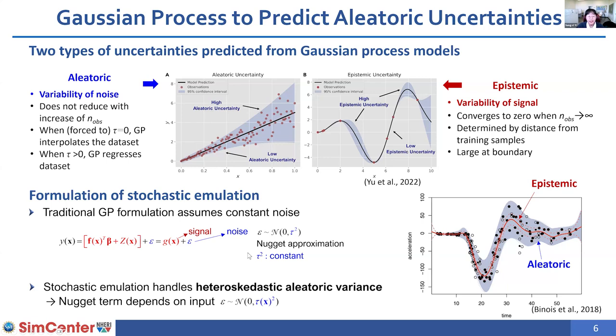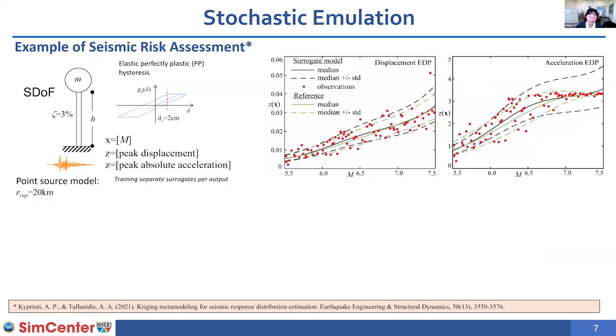Mathematically speaking, the only difference to the traditional formulation is the fact that this tau now needs to be a function of x instead of just a constant value. And this gives us a lot more flexibility in the variability that we can capture. And our seismic application is an example that requires that flexibility.